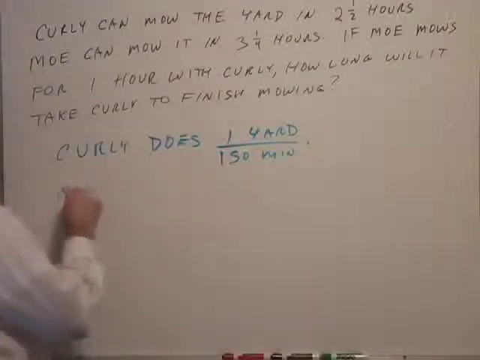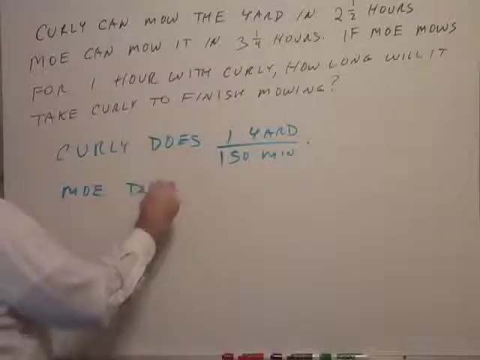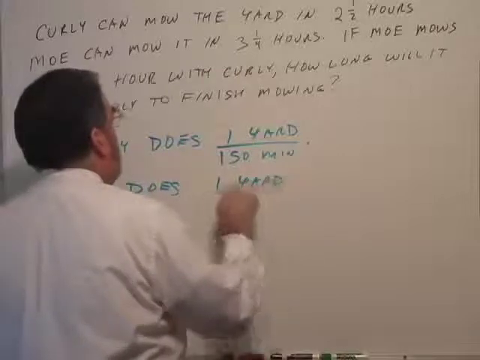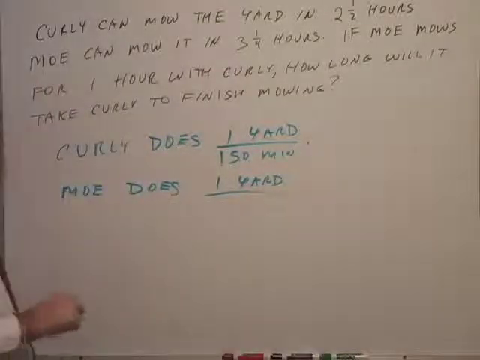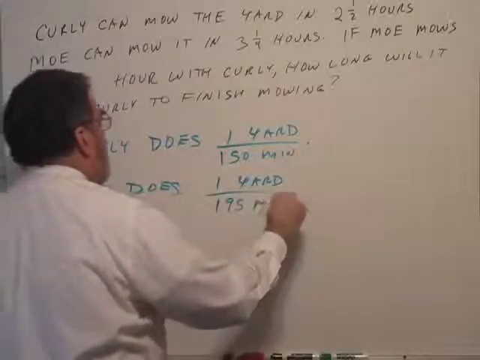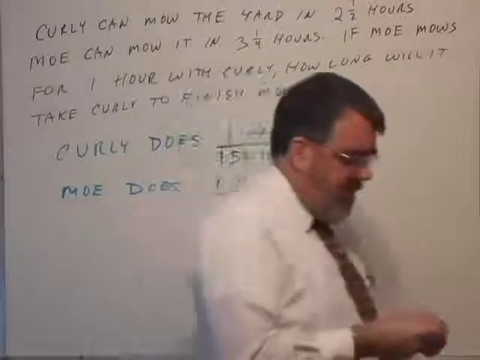And Mo does 1 yard per, what, 3 hours is 180 plus a quarter hour, 195 minutes. 1 yard per 195 minutes. Okay.